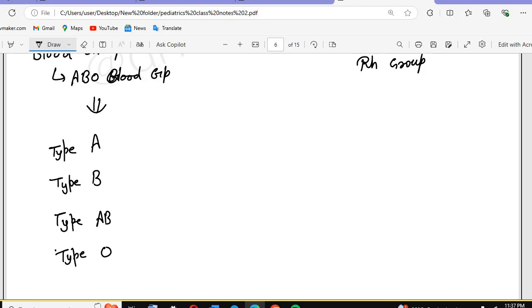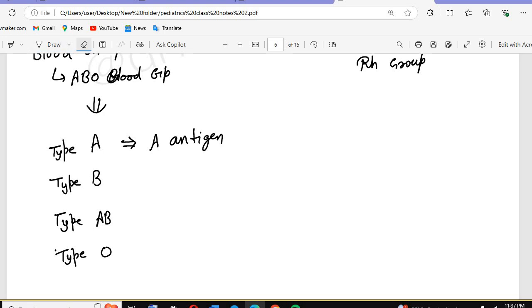Now see, if we talk about the type A blood group, what does it mean by the A blood group? It means they have the surface antigen. We denote the surface antigen with the help of the I. So they have the A antigen. So we write it here that they have the A antigen.